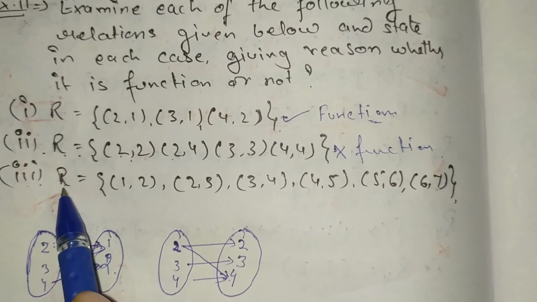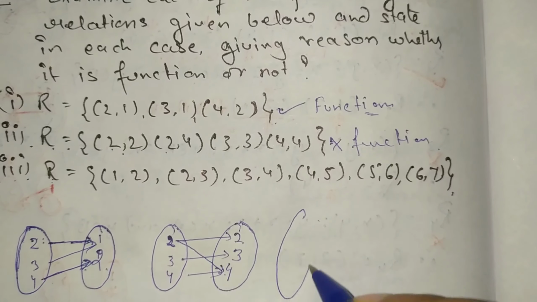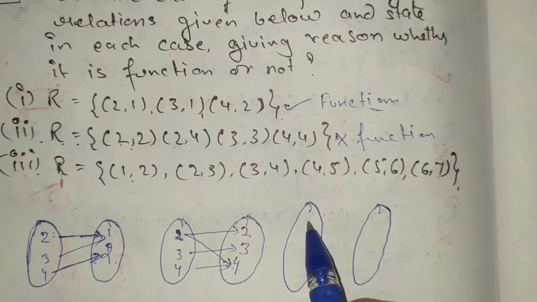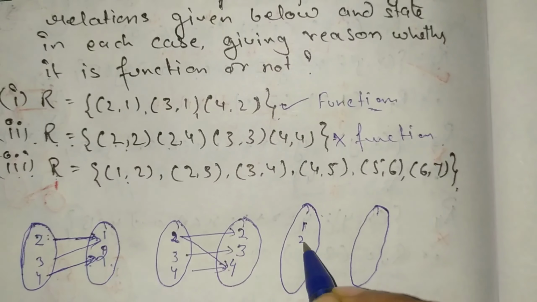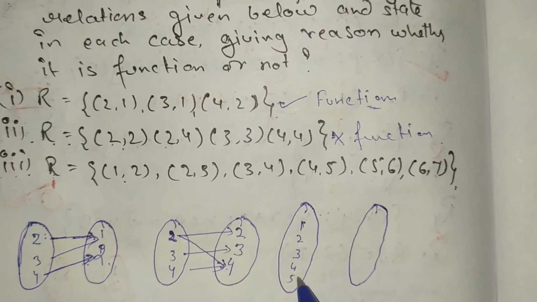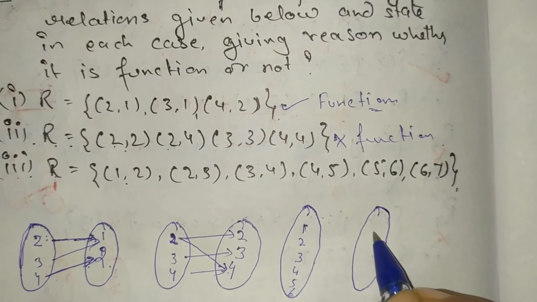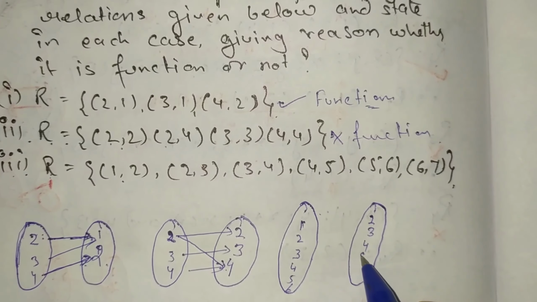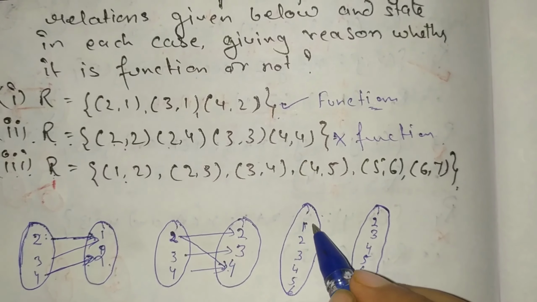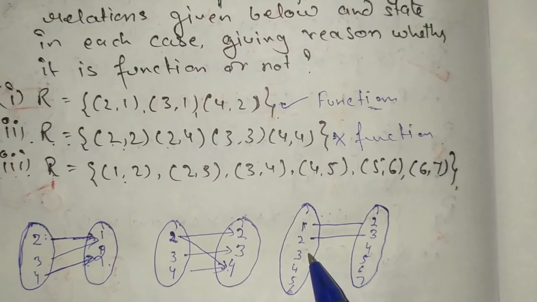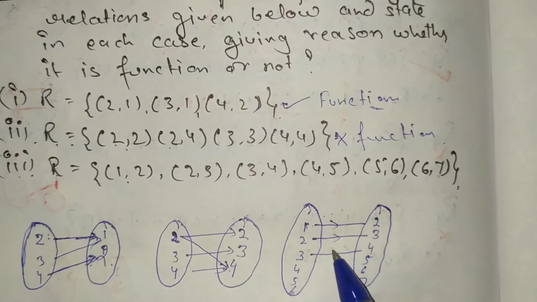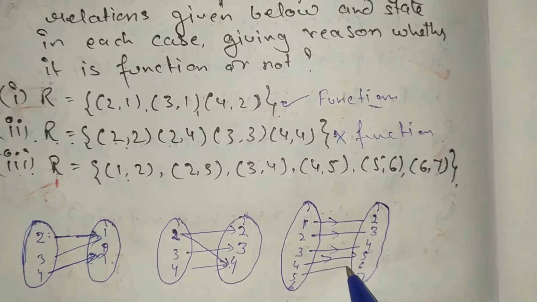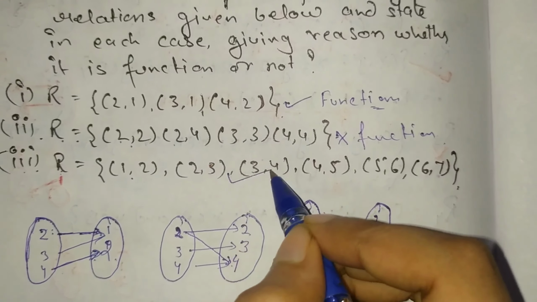Now come to the third relation. Again make an arrow diagram. Now the elements in the first set are 1, 2, 3, 4, 5, 6 and the elements in the second set are 2, 3, 4, 5, 6, 7. Now here we can see that every element of the first set has one and only one image in the second set. Therefore this is a function.